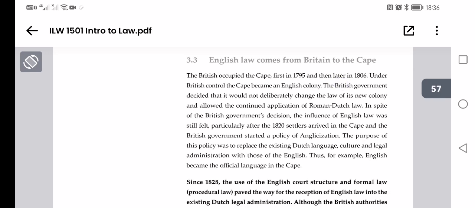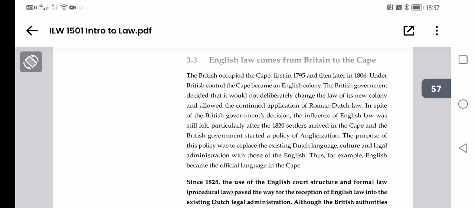English law comes from Britain to the Cape. The British occupied the Cape first in 1795 and then later in 1806. Under the British control, the Cape became an English colony.